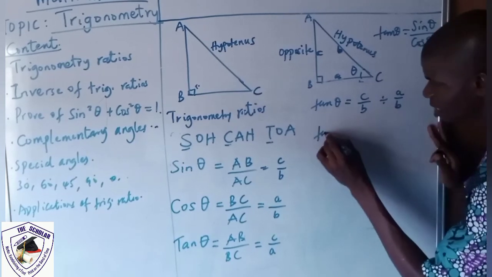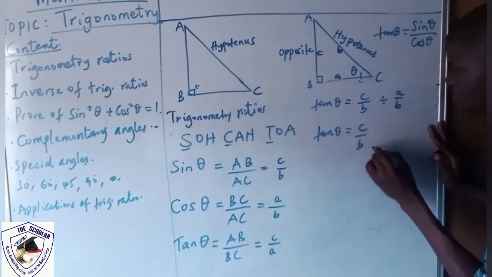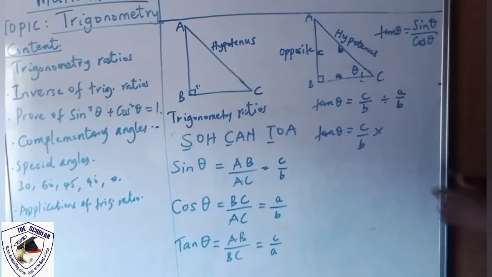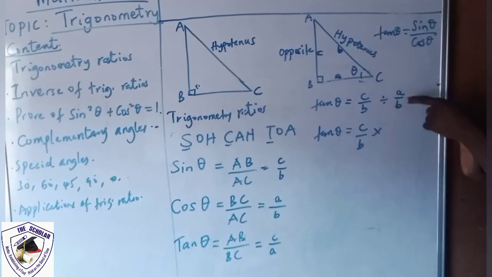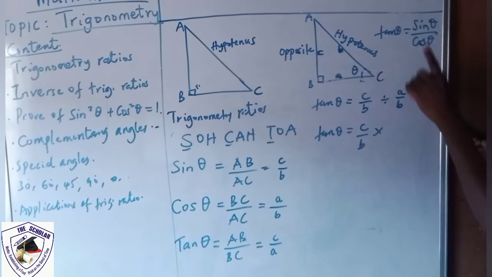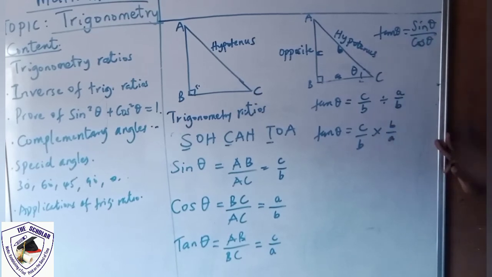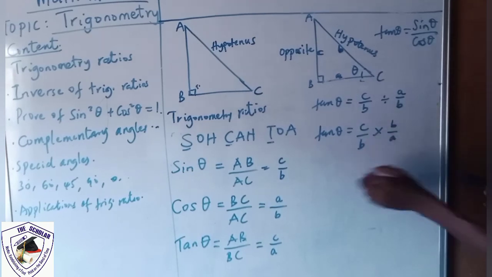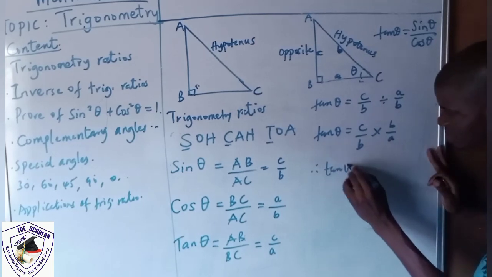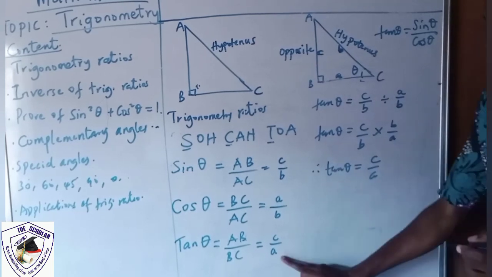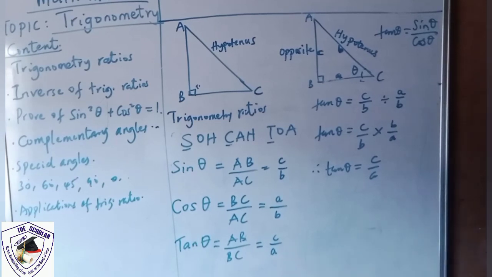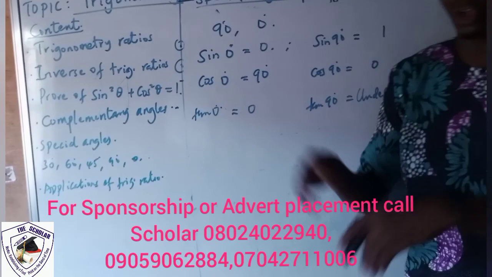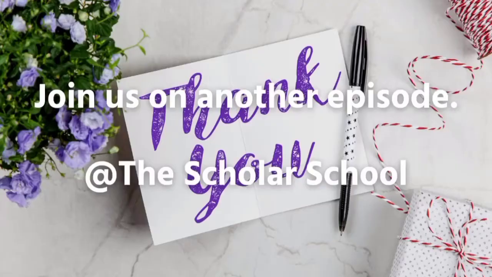So that means tan theta is equal to c over b times the reciprocal. When you change the division sign to multiplication sign, the denominator will go up and the numerator will come down. That means I have b over a. If you look at this very well, something will cancel out. And what is cancelling out there is the b. So therefore, tan theta is equal to c over a. And look at the initial proof, which is also c over a. So that proves that tan theta is equal to sine theta over cos theta. I hope that is clear. In class, we look at the various ways in which you can use this to solve problems. Thank you.